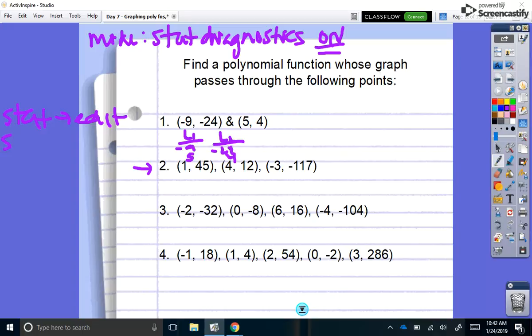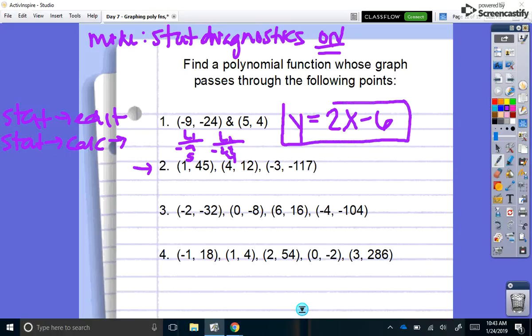Then the next steps are stat, calc, and then you have to pick a regression. So first I'm going to try linear regression, which is number 4. You'll see that you have an r squared value of 1. If r squared equals 1, that is the correct regression. So y equals 2x minus 6. If r squared did not equal 1, then I would need to go back and do stat, calculate, and then try quadratic regression, and then cubic regression, and so on until I get an r squared value of 1. So let's try number 2.